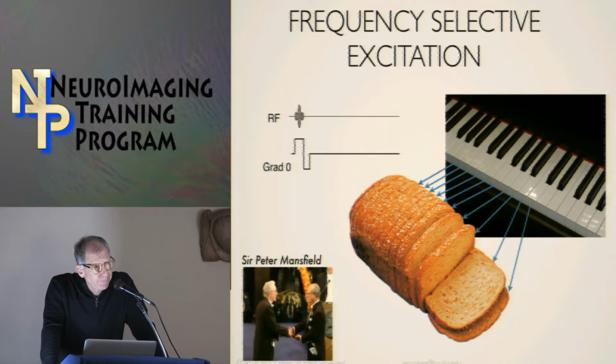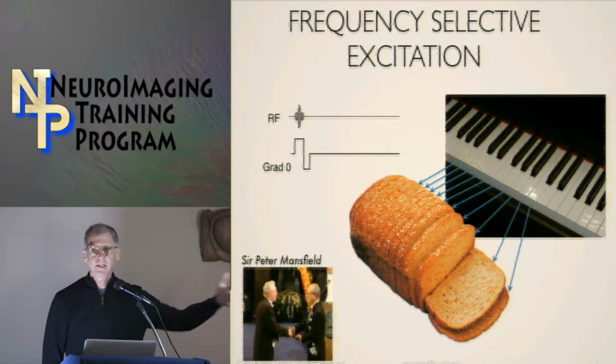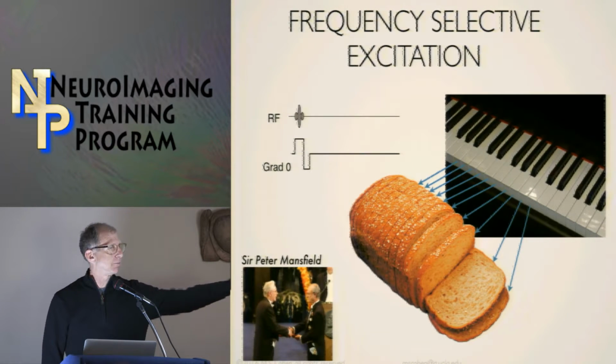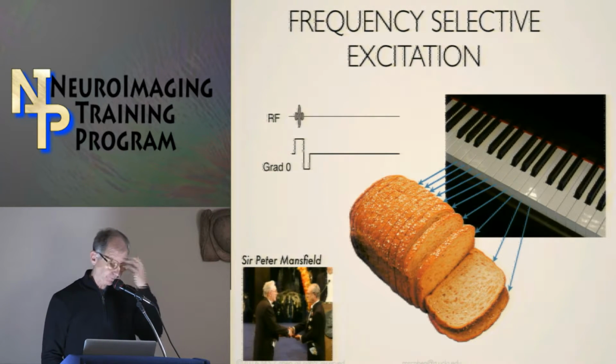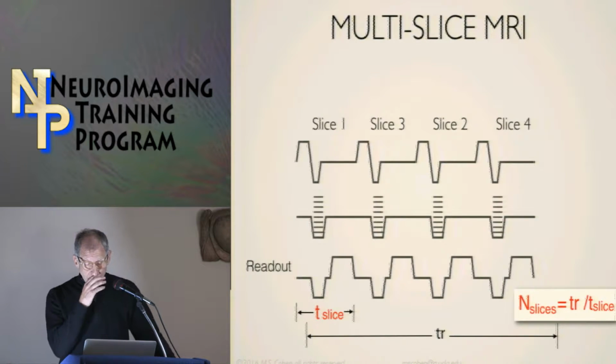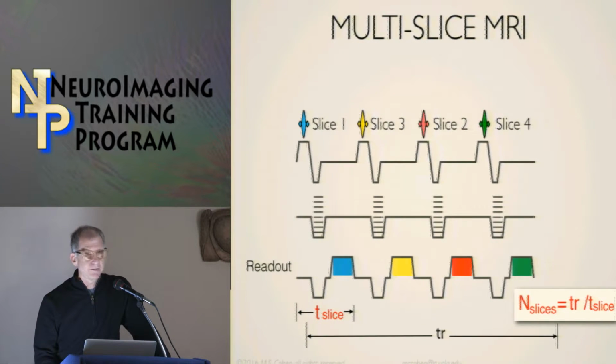I next want to talk a little bit about multislice excitation. Remember that in order to select a slice of tissue, I transmit an RF pulse at a frequency corresponding to the location in the magnet that I'm trying to image. Okay, and I make the location frequency vary by applying a magnetic field gradient. In this scan, we might have 4 slices, each of which is excited at a different frequency corresponding to different slice locations. Okay, hope that's clear.